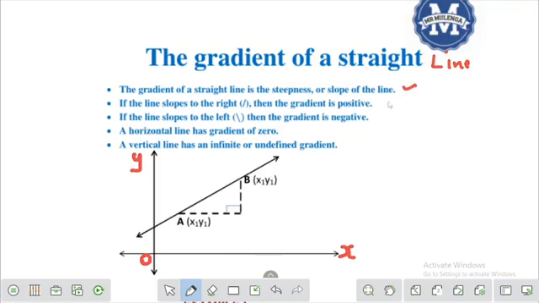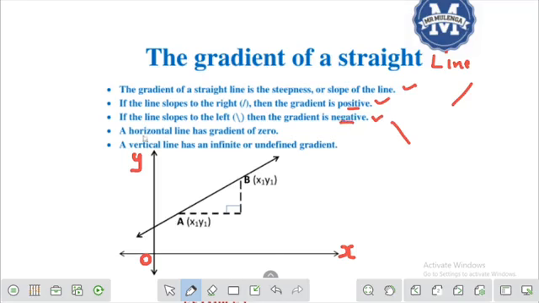Now, apart from that, you must know that if the line slopes to the right, it will slope like this. If it slopes like this, the gradient is going to be a positive gradient. But if the line slopes to the left, like this, it means that the gradient is going to be negative. These are very important points to take note of.